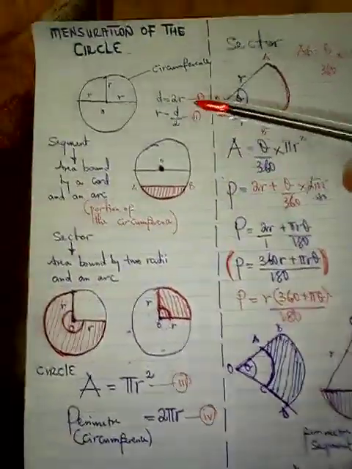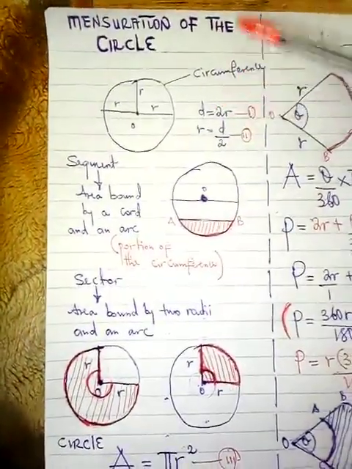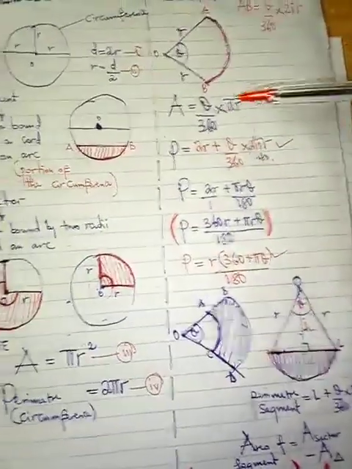So this is what we can say regarding the mensuration of a circle, and also its derivatives, like the sector and the segment.